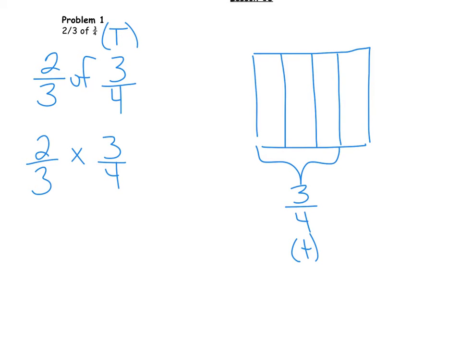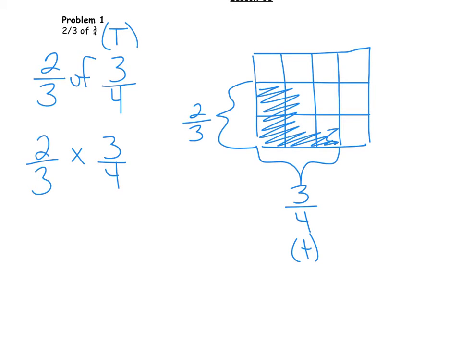And then I have 2/3. So here's my 2/3. So I'm going to shade in just enough that all of my bracket region is shaded in. So how many boxes are shaded in? 1, 2, 3, 4, 5, 6. So I know it's going to be 6. And how many total boxes are there? Well, there's 1, 2, 3, 4 in the top row times 3 rows. 4 times 3 is 12.